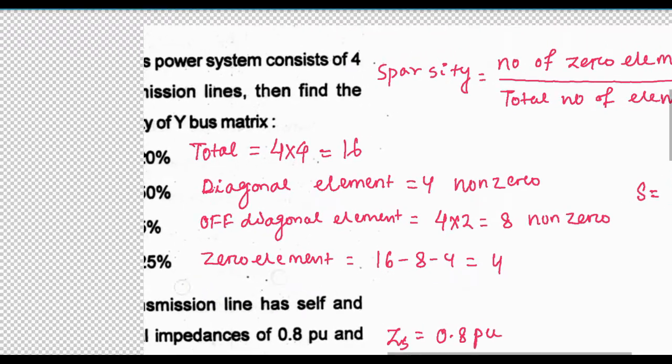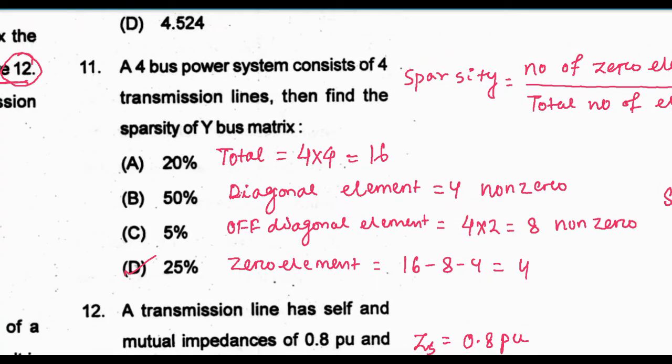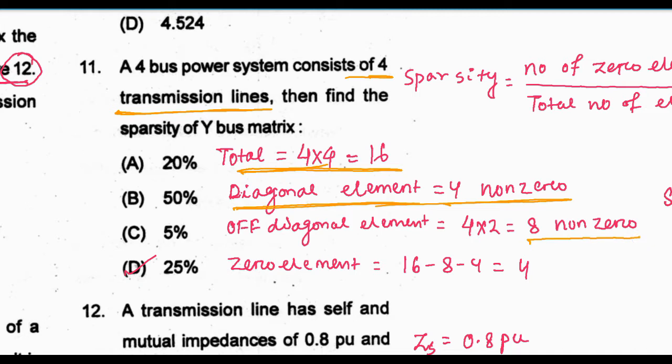What will be the total number of elements? The total number of elements is 16, as it is a 4 cross 4 matrix, and the 4 diagonal elements are non-zero elements. The off-diagonal non-zero elements are 4 into 2, because there are 4 connections, that means 4 transmission lines are present. So in total there will be 8 non-zero off-diagonal elements, that means 4 in the upper triangular and 4 in the lower triangular matrix.